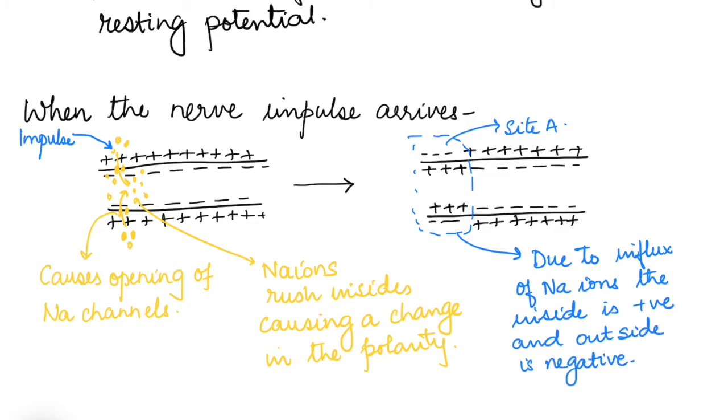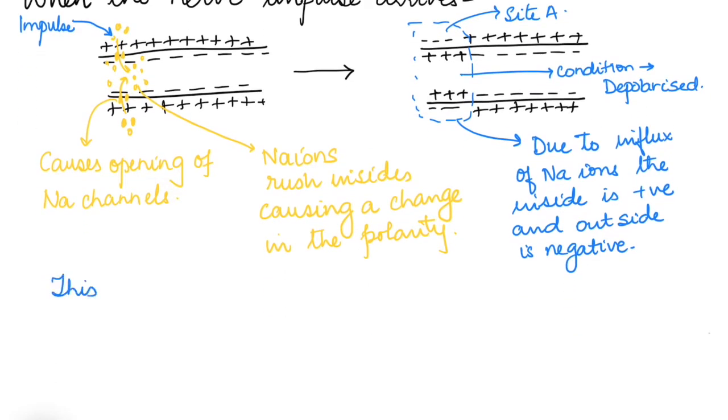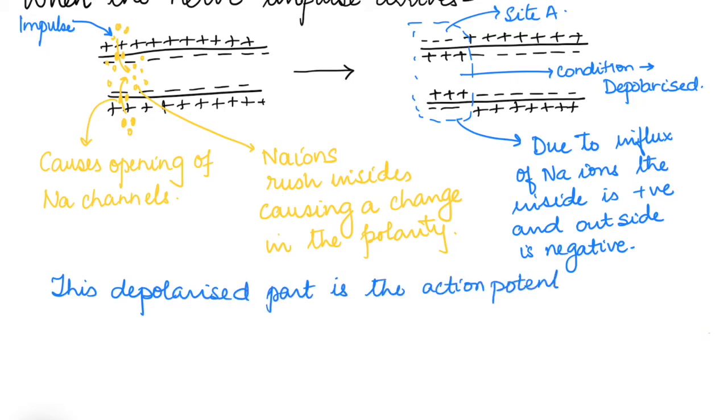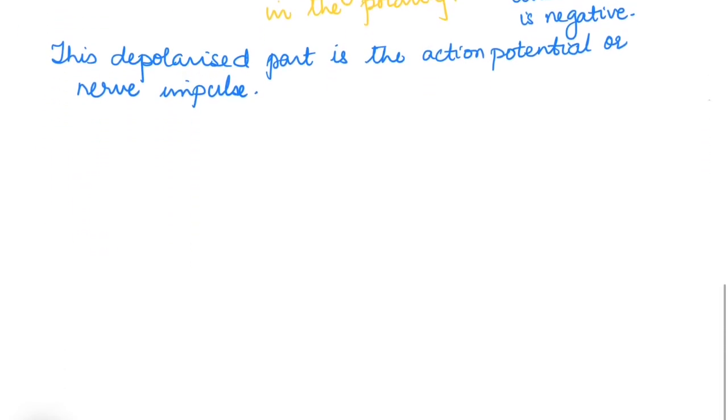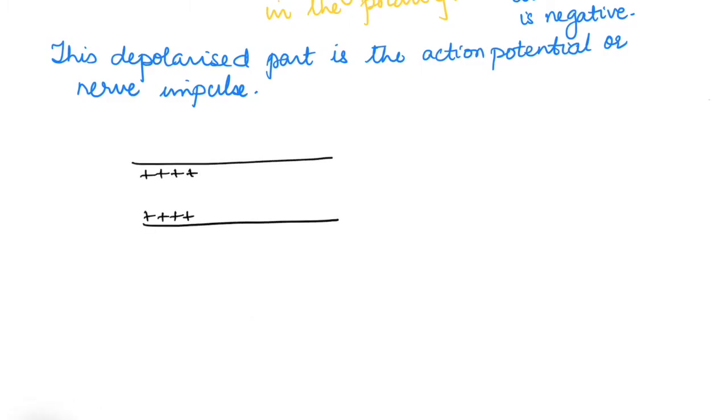So this condition is now called as depolarized state. The earlier condition, what we talked about, was polarized. So now because there is a reversal here, this is called as depolarized state, and this is now the action potential or the nerve impulse. Now this nerve impulse will move further ahead. So how does that happen?